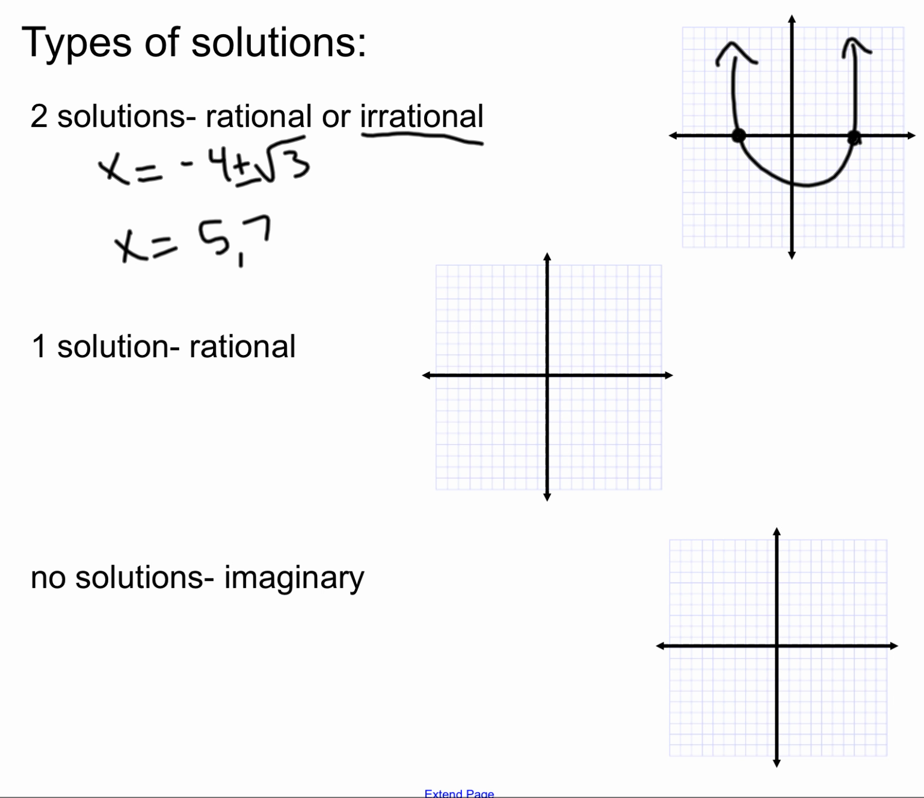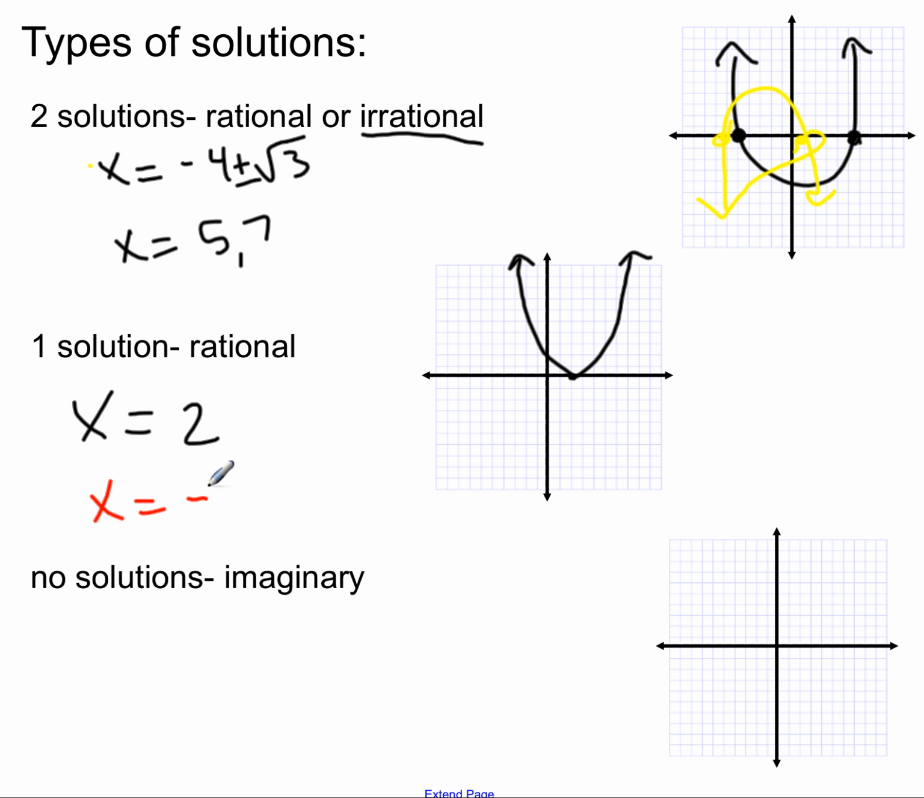If the leading coefficient is negative, then it's going to open downward like this, but it's still going to have two solutions. Next, sometimes you're only going to have one solution, and what that looks like is x equals 2. If you only have one solution, then it's going to cross the x-axis in one place. So that one solution happens to be your vertex. If it's a positive leading coefficient, then it opens upward. If it's a negative coefficient, then it opens downward.